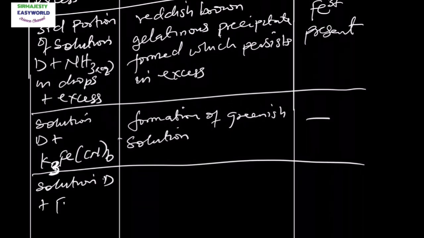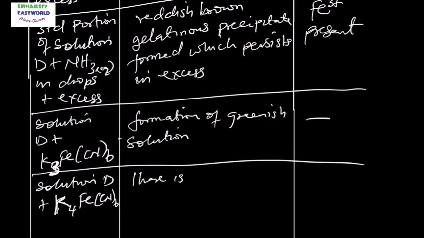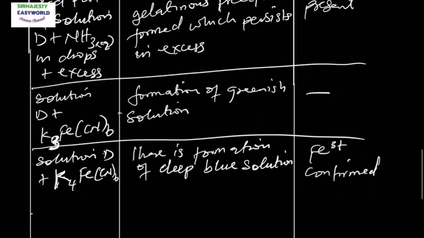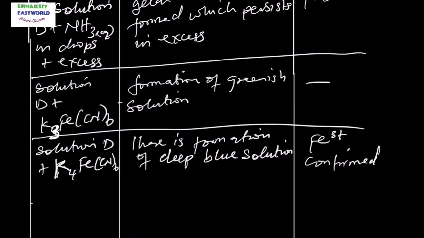So I wouldn't know what to report here, but let's assume that what they said is solution D plus potassium hexacyanoferrate 2 and not ferrate 3. The correct thing is formation of a deep blue solution. Formation of deep blue solution automatically confirms iron 3. Since we already know that what we are holding is ferrate 2, anything that helps it form deep blue solution is iron 3 ion.